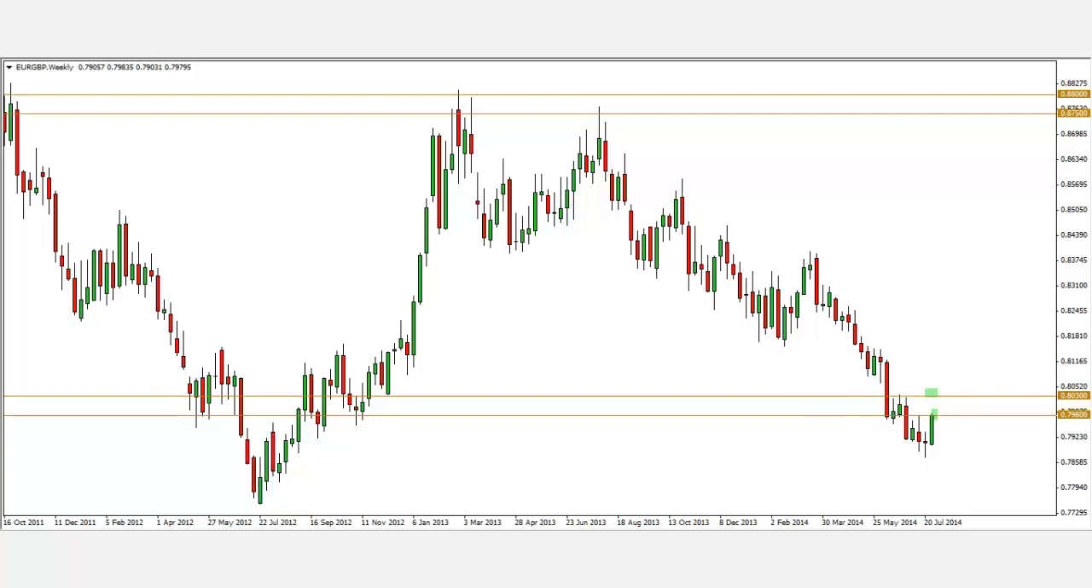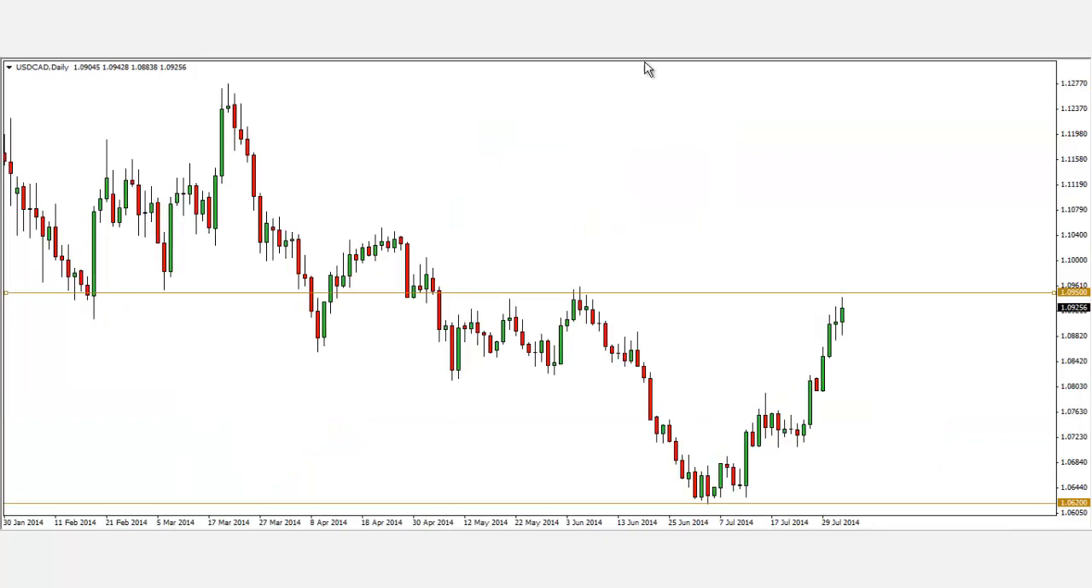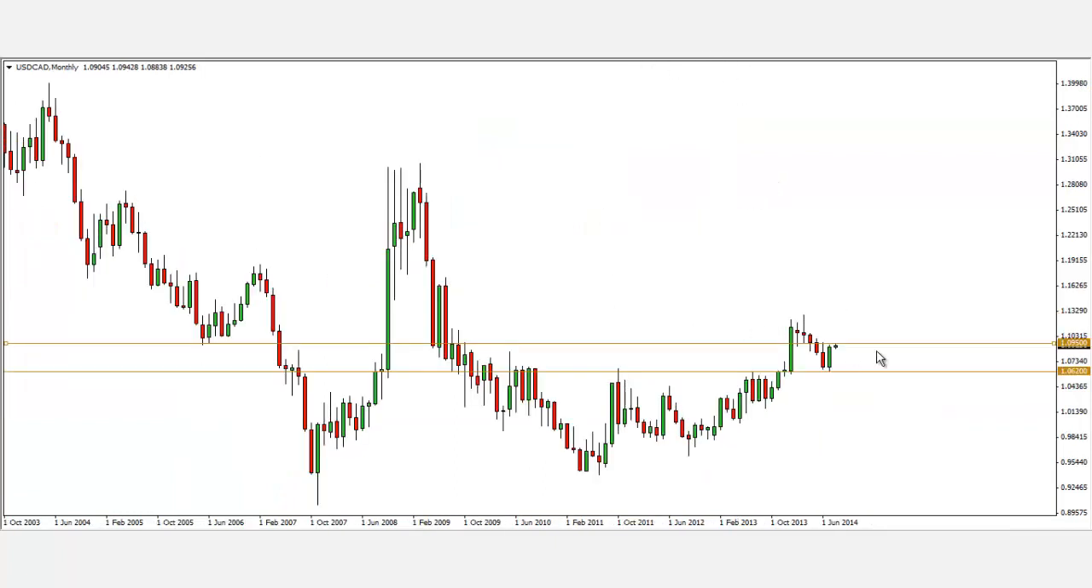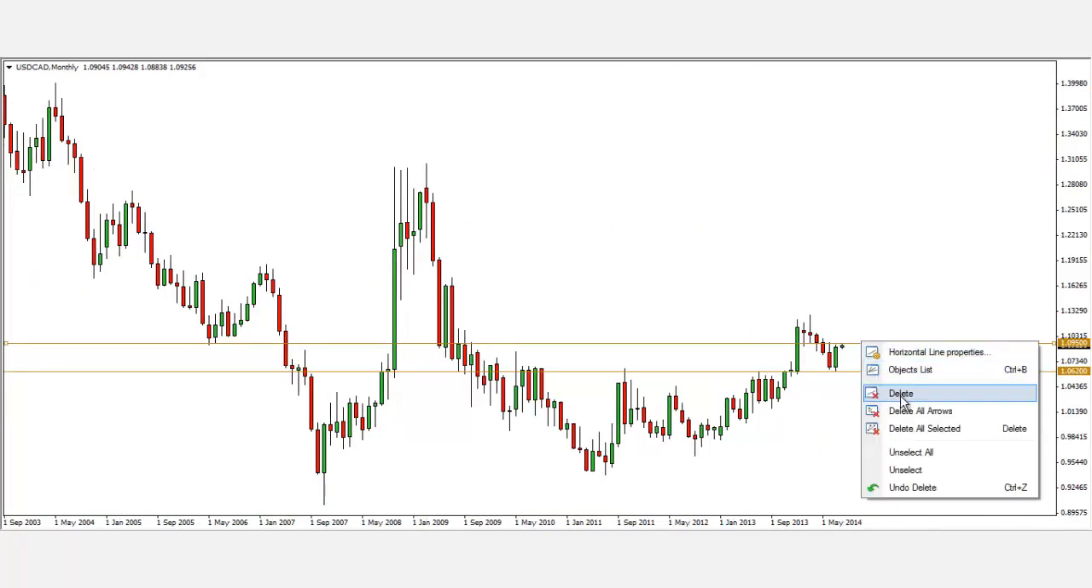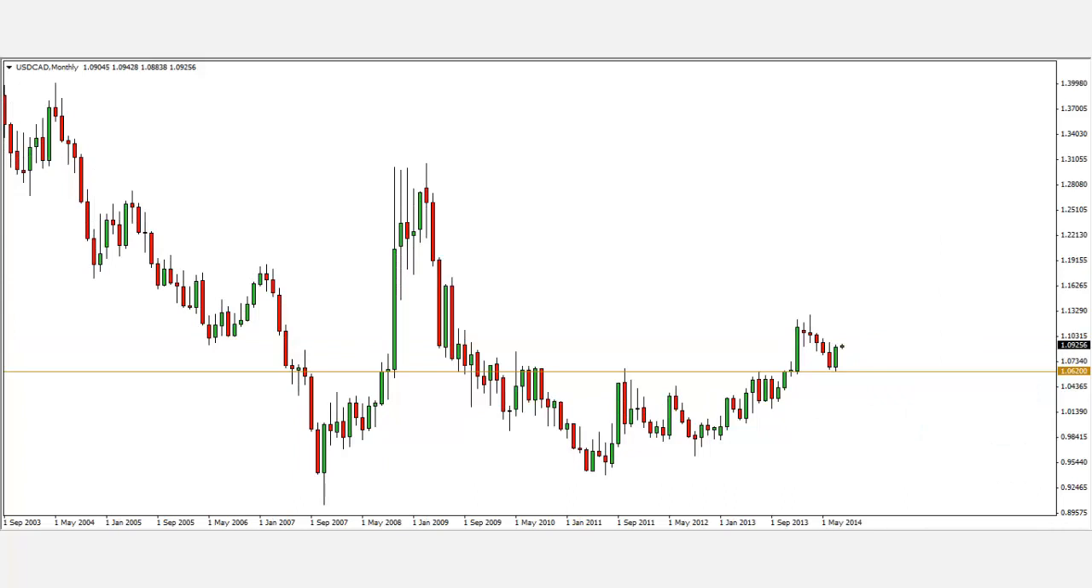And last but not least, let's look at the dollar Canadian. Interesting pair. Look at the monthly chart. What do you see? I think it's pretty obvious that we have a bullish engulfing at a support level. So with this price action formation, we can anticipate higher prices in the coming weeks or months. Price definitely closed bullishly for the month of July.